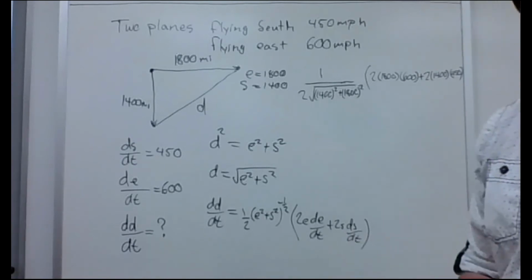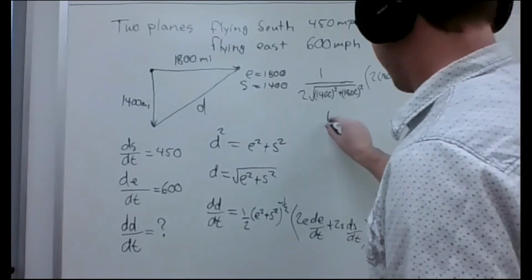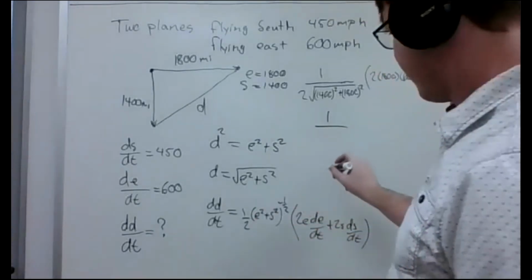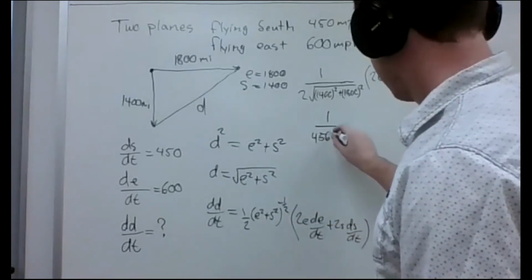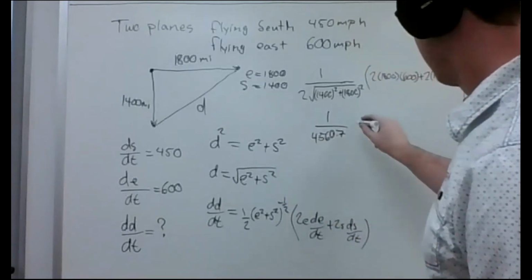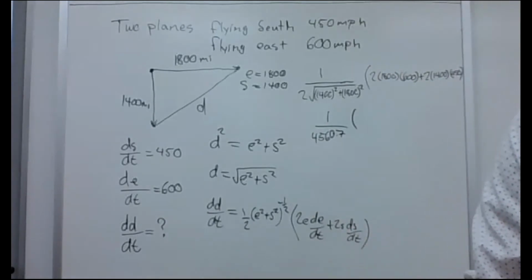All right, so when we have big stuff, I like breaking this into little problems. So we have 1 over, I guess if we simplify this, it is 4560.7. And we're going to multiply that by 2 times 100.